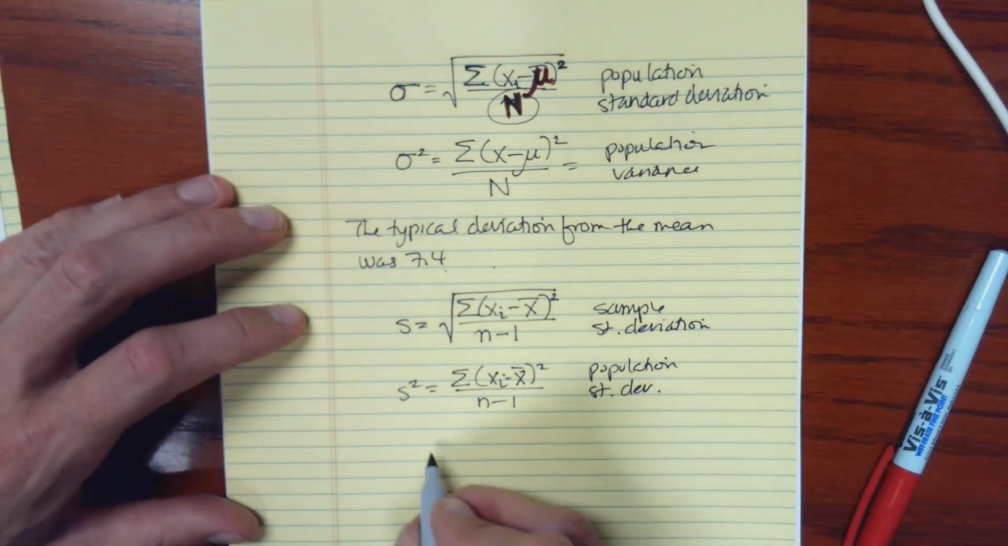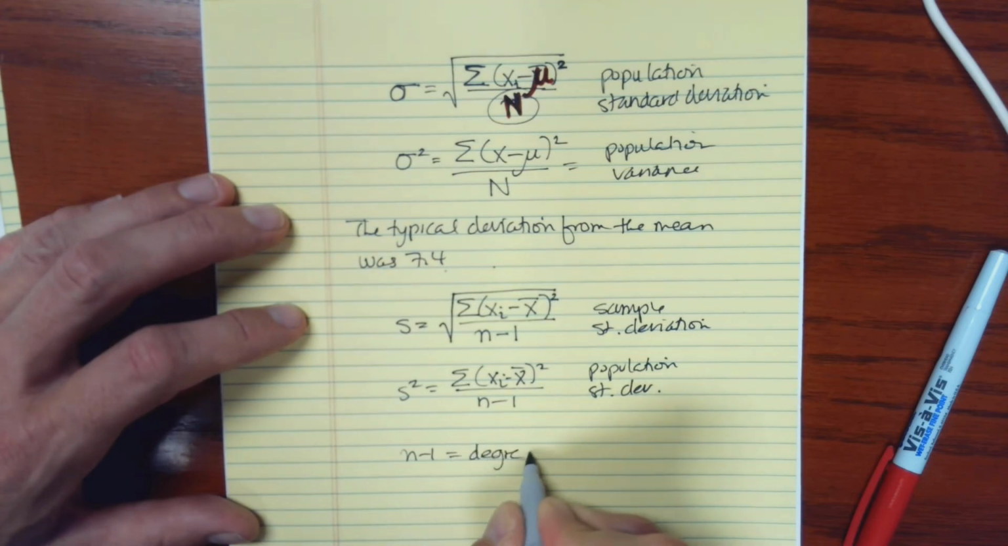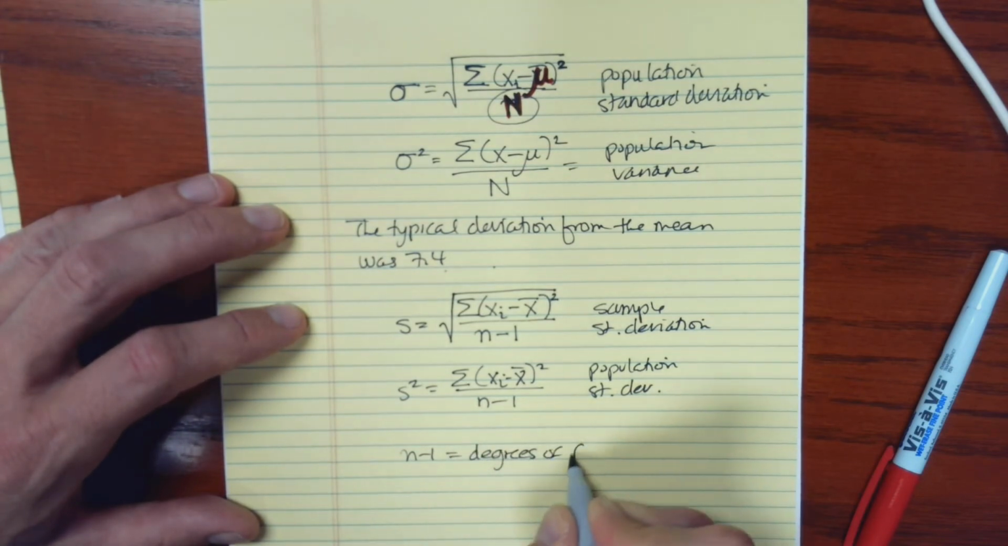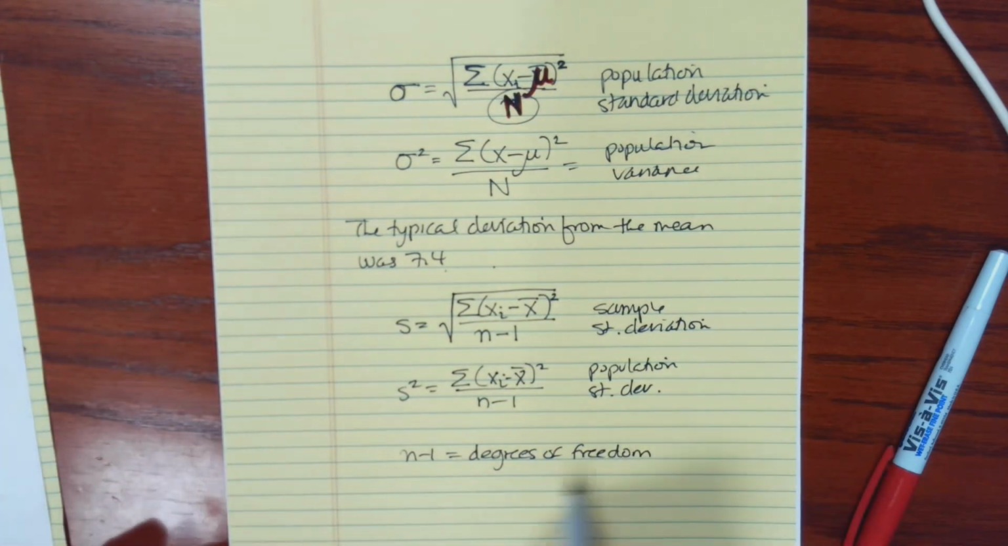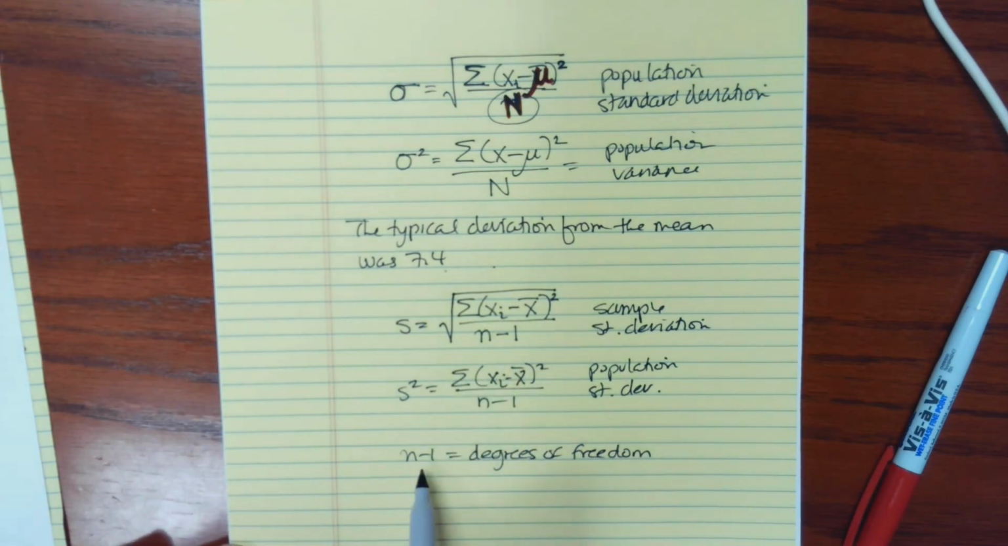And one more thing, this n minus 1, we call that degrees of freedom, and that will come up throughout a statistics course. So I'll go ahead and introduce that term now. In this calculation, the degrees of freedom is n minus 1. That's our sample size minus 1.